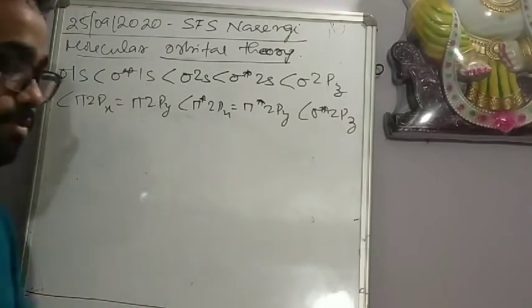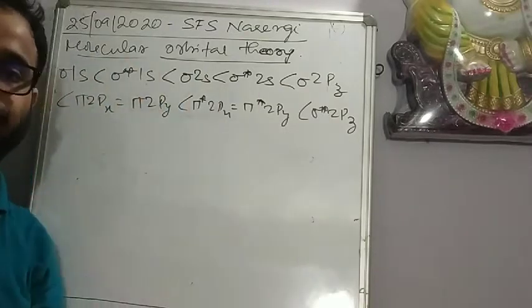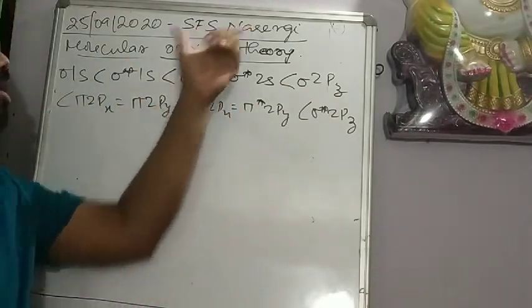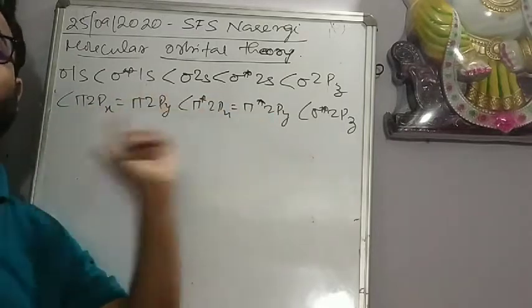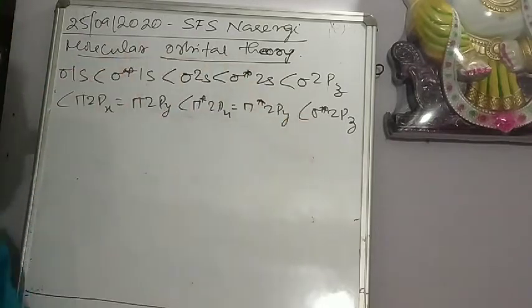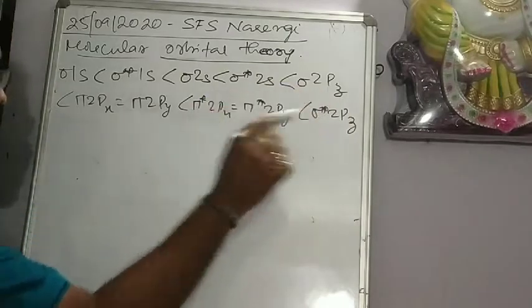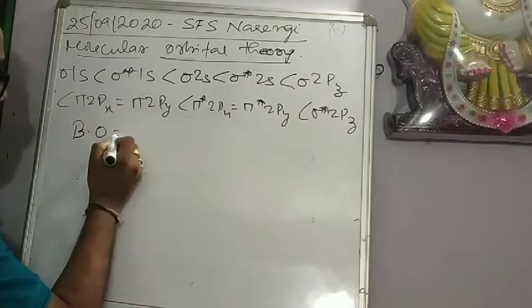So, welcome everyone. Last class we discussed molecular orbital theory. Now we will also discuss molecular orbital theory, but the electron filling. So this is the arrangement. We know that this is the arrangement for the O2 and F2 molecules. So what is the use of this configuration? The use of this configuration is to find out bond order.